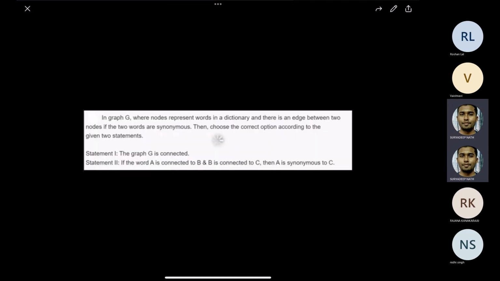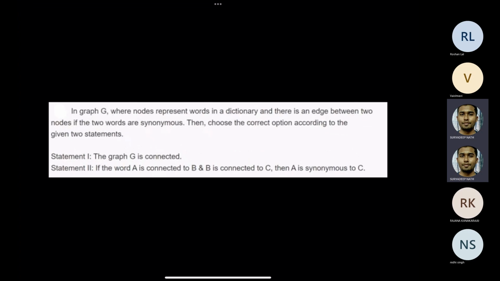In a graph G where nodes represent words in a dictionary and there is an edge between two nodes if two words are similar, synonymous, choose the correct option according to the given string. The graph is connected. If A is connected to B, and B is connected to C, then A is synonymous to C.